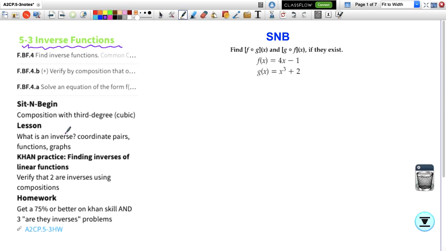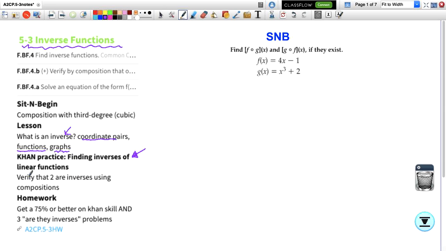We're going to be talking about what the heck is an inverse, how it is applied to coordinate pairs, how we can apply it to functions, and then how I can graph both of those things, both the inverse and the original function. After that, you're going to do a little Khan Academy practice about finding inverses of linear functions. We are going to have to find inverses of nonlinear functions also, but this is a nice way that you can practice the simplest of the equations that you're going to see.